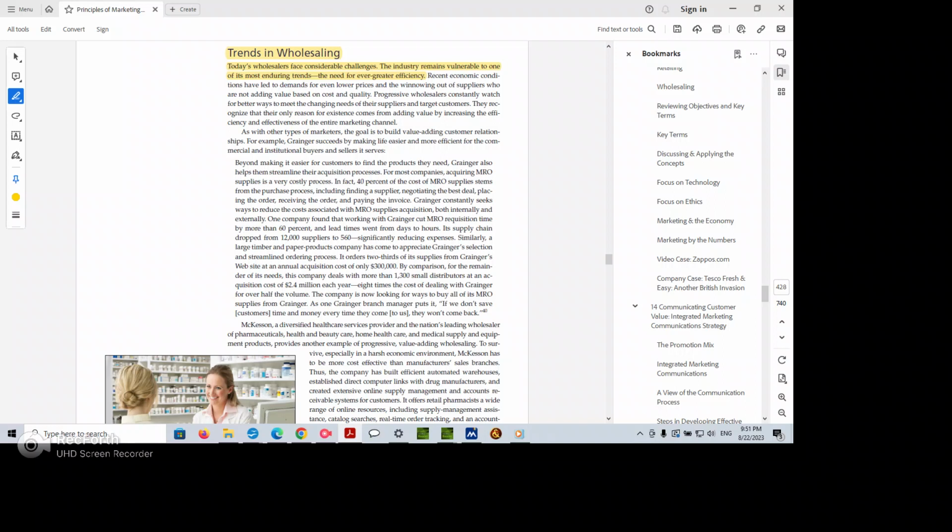in winnowing out suppliers who are not adding value to the baseline cost and quality. So what are they trying to find? We want suppliers who are adding value to this cost and the quality. Progressive wholesalers constantly watch for better ways to meet changing needs of the suppliers and target customers. So that's basically what they're doing.